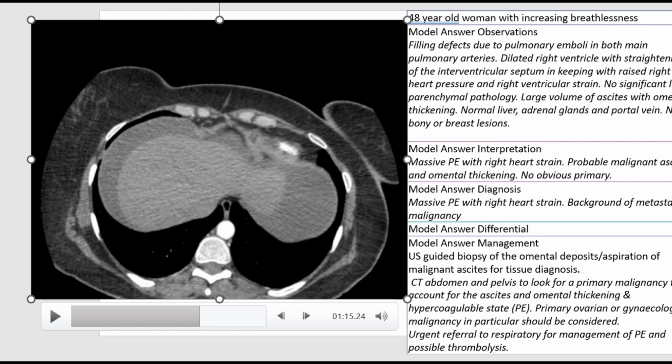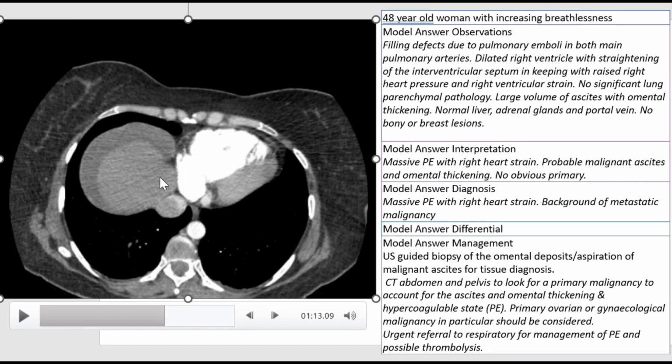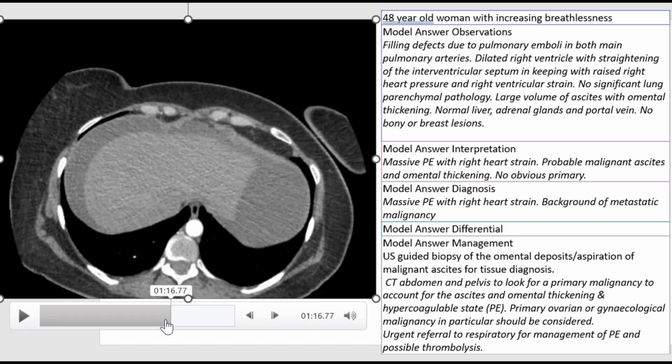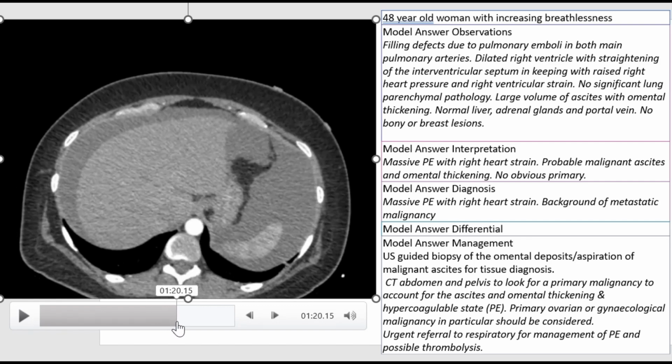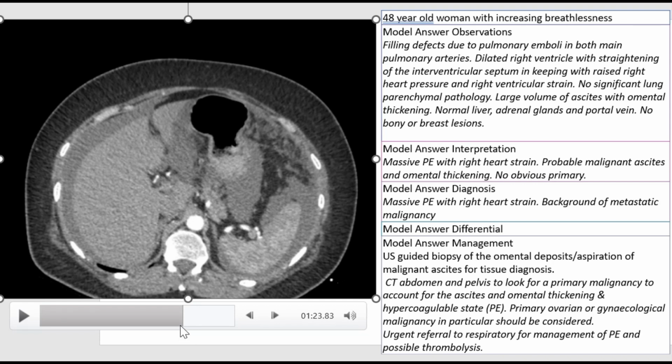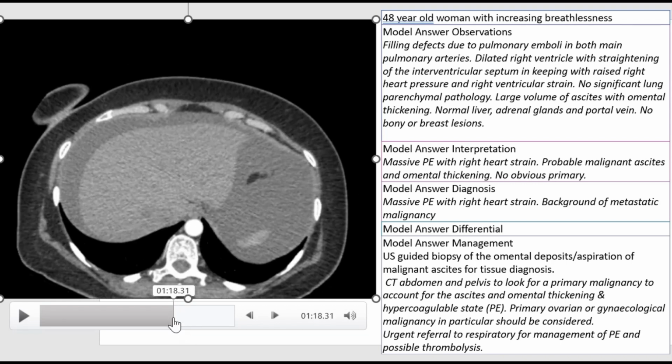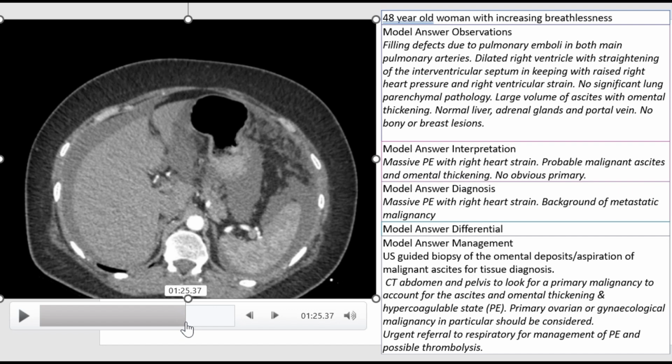If you go down to see the abdominal cuts, you will see that there is a massive amount of ascites along with omental thickening and massive amount of ascites.